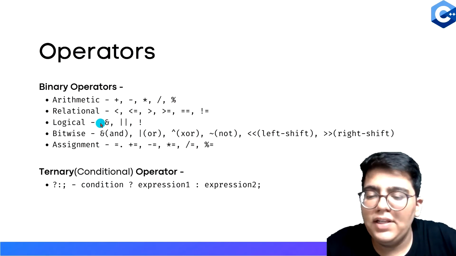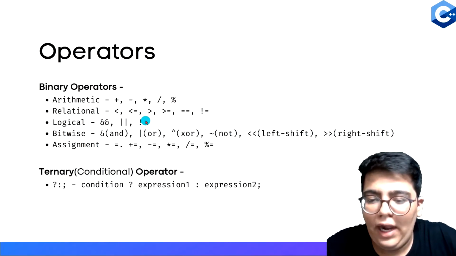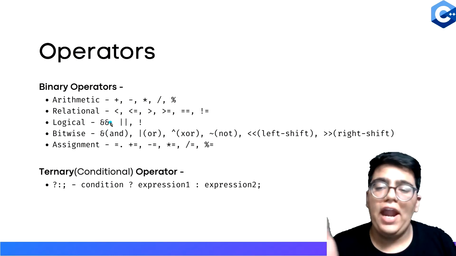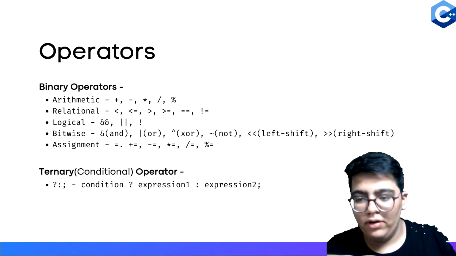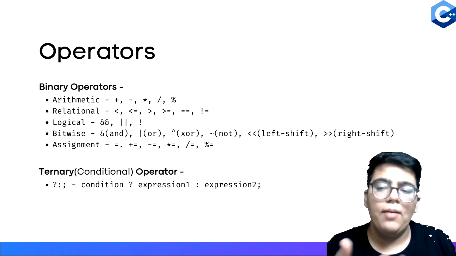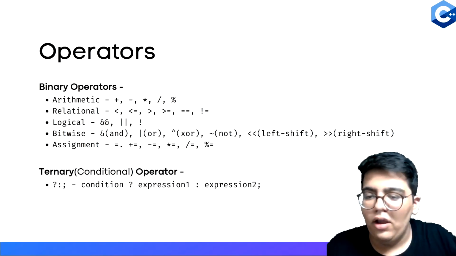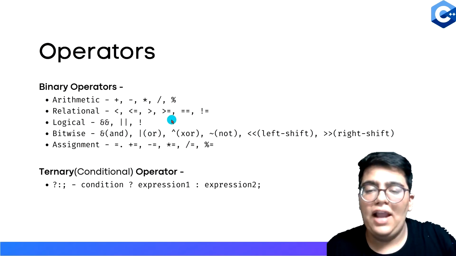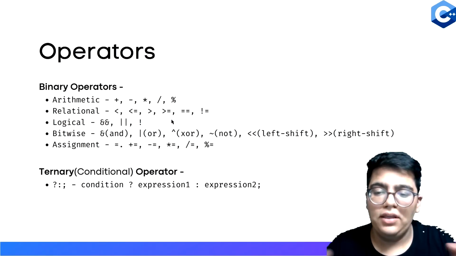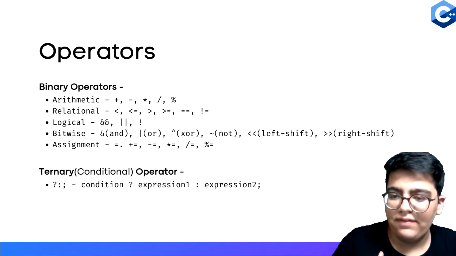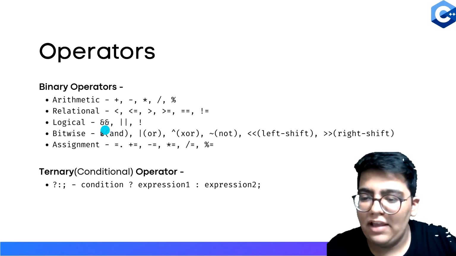Logical operators is simple. It's and, or, and an exclamation mark. So what this does is that if you want to check if A and B both are greater than 7, all right, let's take an example. A and B are both greater than 7. So what you do is you write A and B should be greater than 7. If you want to check whether either of A or B should be greater than 7, you put A or B should be greater than 7, and likewise.